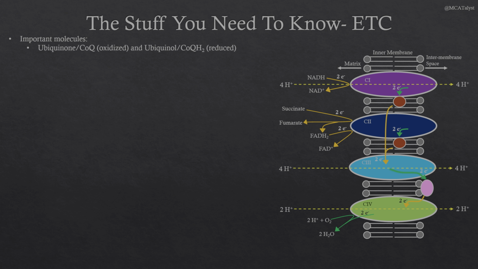Whenever it's in the oxidized form, we call it ubiquinone. It's going to have a ketone on it. Whenever it's in the reduced form, we're going to be turning that ketone into an alcohol, so we change the name to ubiquinol. Highly recommend understanding the naming convention of the two.